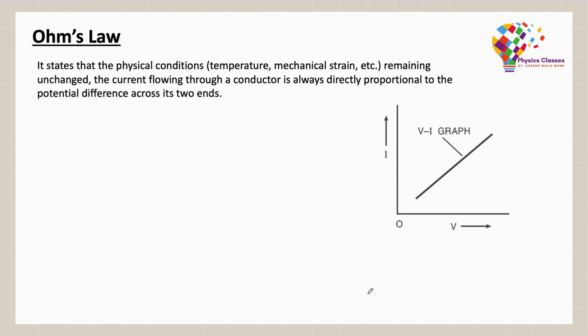Ohm's law basically gives us a relationship between the potential difference and current. It simply states that if the physical conditions like temperature and mechanical strain remain unchanged, then the current flowing through a conductor is always directly proportional to the potential difference applied across its ends. That means the greater the potential difference, the greater the current, and vice versa.